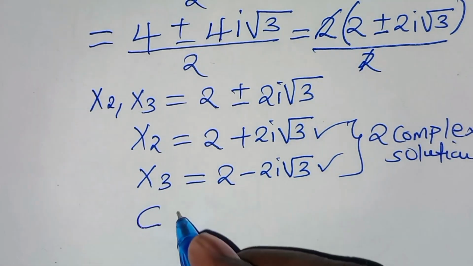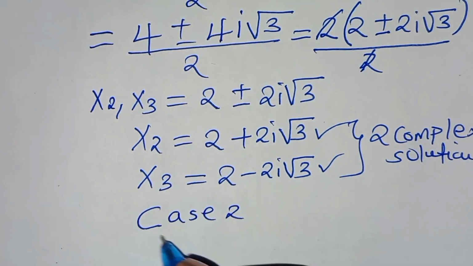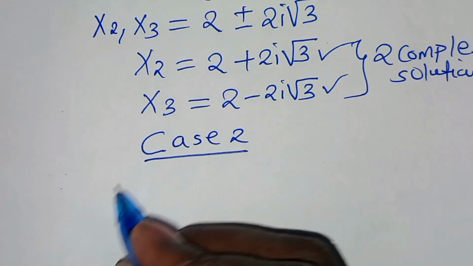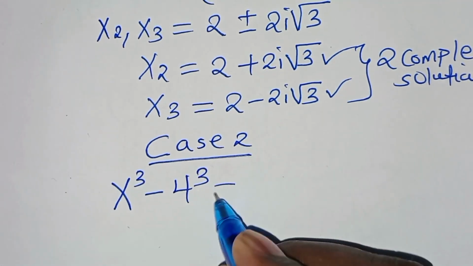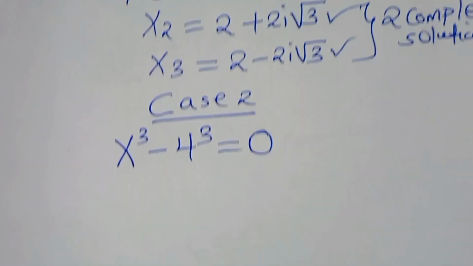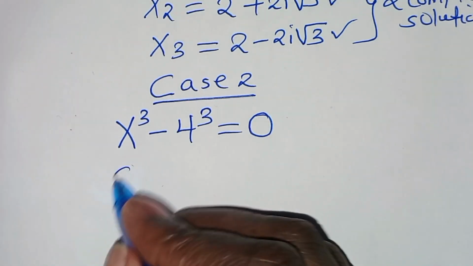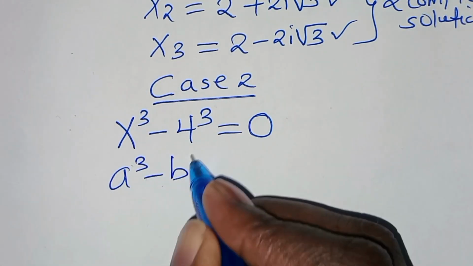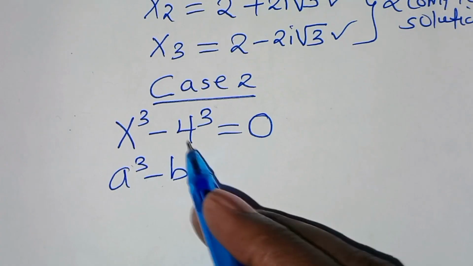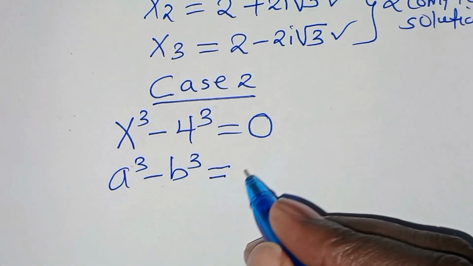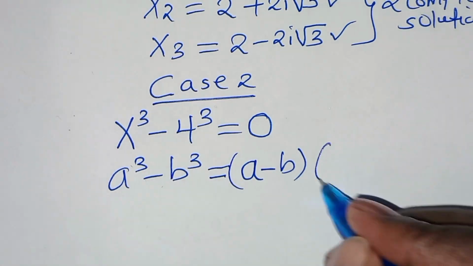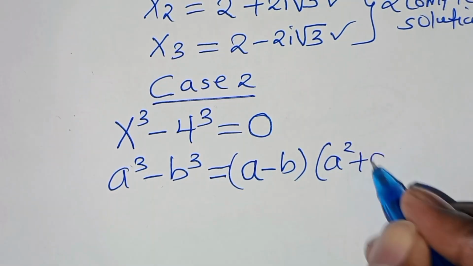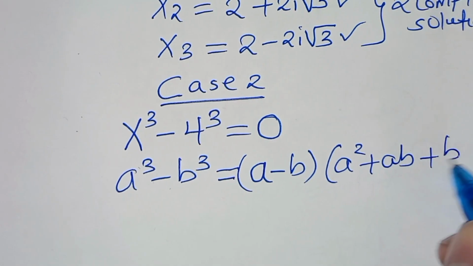So let's proceed to case 2. Case 2, we have x to the power 3, subtract 4 to the power 3. This is equal to 0. Now this is in the form of a to the power 3 minus b to the power 3. That is the difference of two cubes, which you can express as a minus b, a squared plus a times b plus b squared.